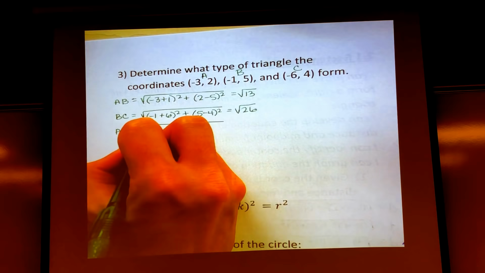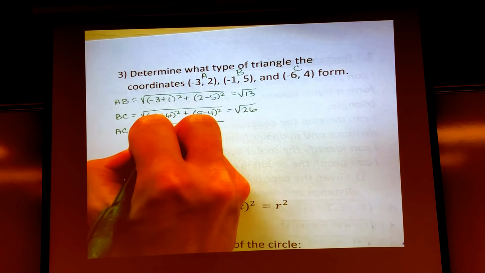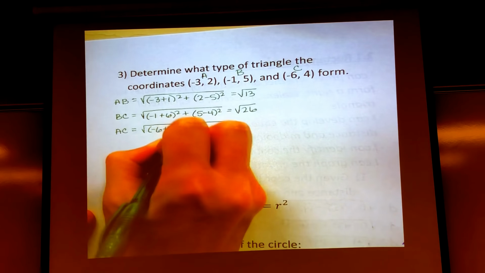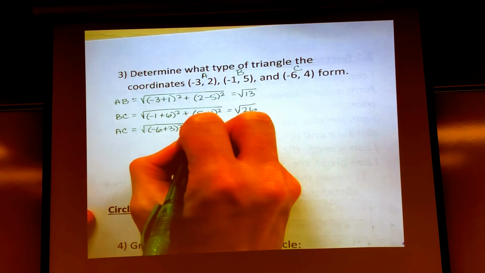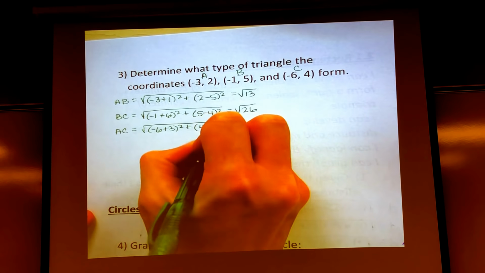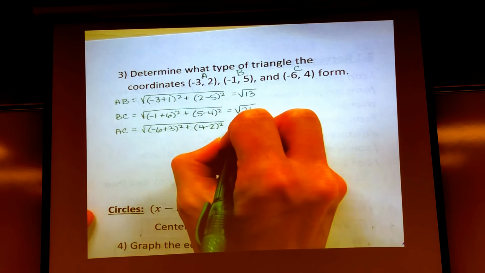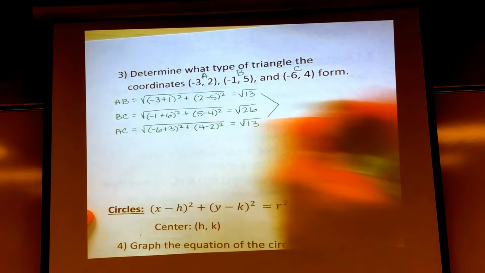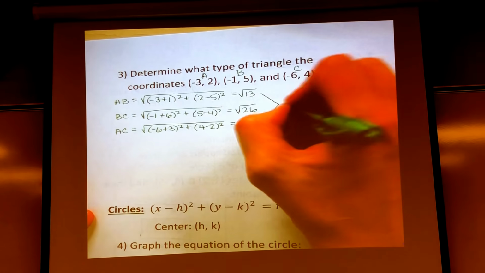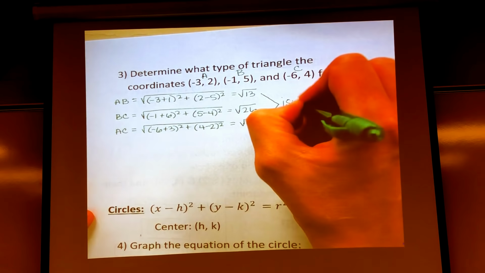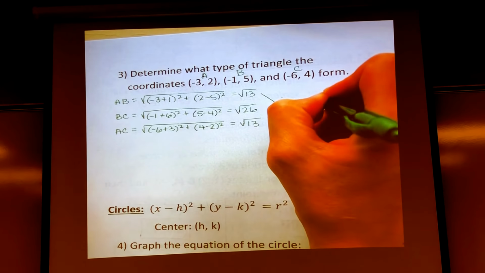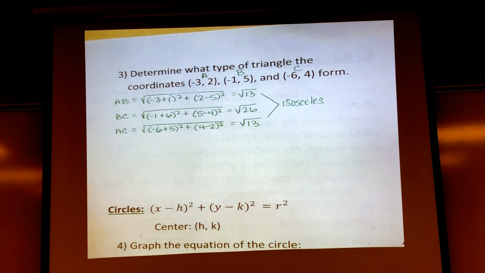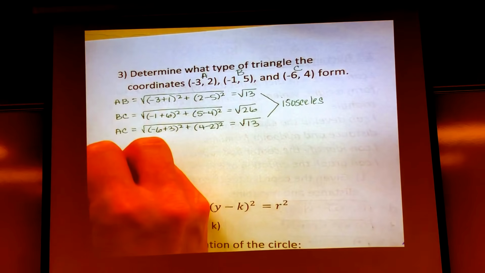So again, we know it's not equilateral at this point, but maybe it could be isosceles or scalene. AC equals square root of 13. All right, so there we go. Those two matching sides tell us that we are going to have an isosceles triangle. But then we need to know if it's right or not. So we need to use slopes.